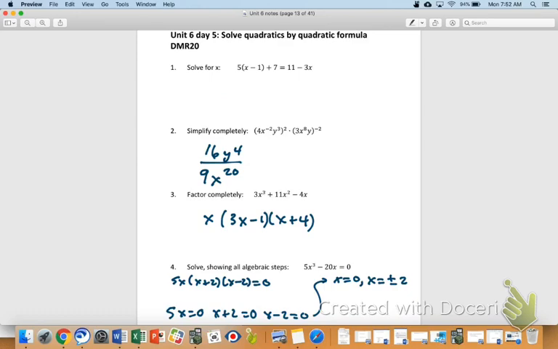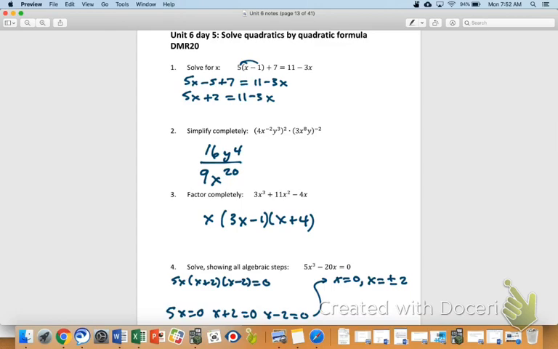So number 1, before you start solving anything, we want to simplify as much as we can. So simplify before we try to solve. Do you see the distributive property in there? Yep. That 5. So I'm going to distribute the 5. That gives me 5x minus 5 plus 7 equals 11 minus 3x. Make sense? I see a real easy simplification on the left. Negative 5 plus 7 is positive 2.